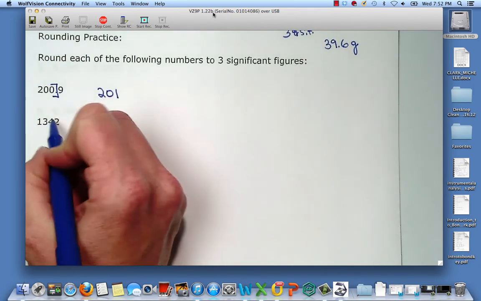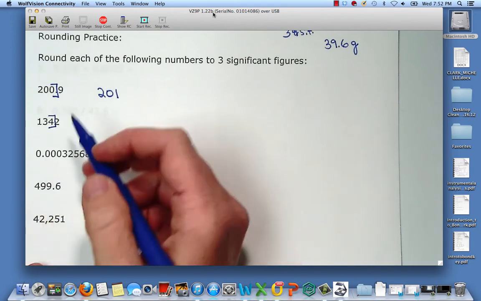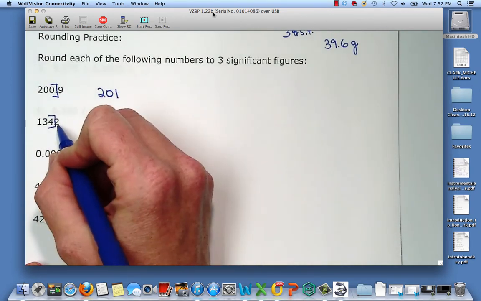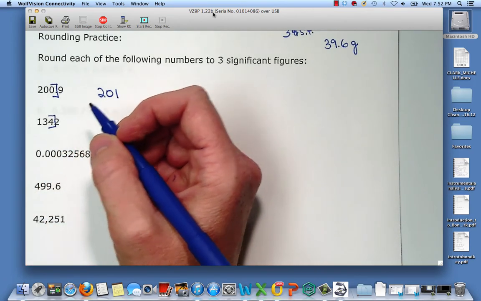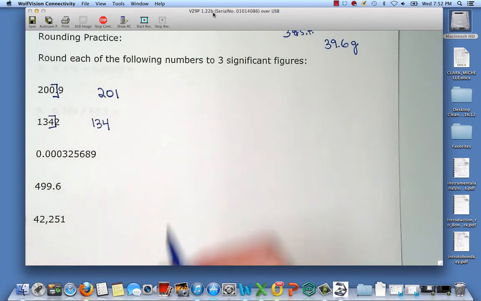Now, 1,342 rounded to 3. You put the bracket between the 4 and the 2. So the 2, you're not going to round up. You're just going to drop it, right? So I know 134, and then I'm just going to walk away, right?